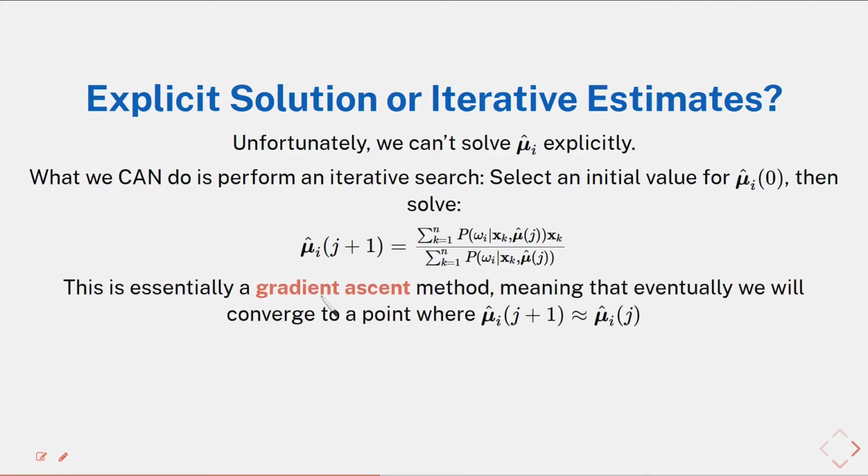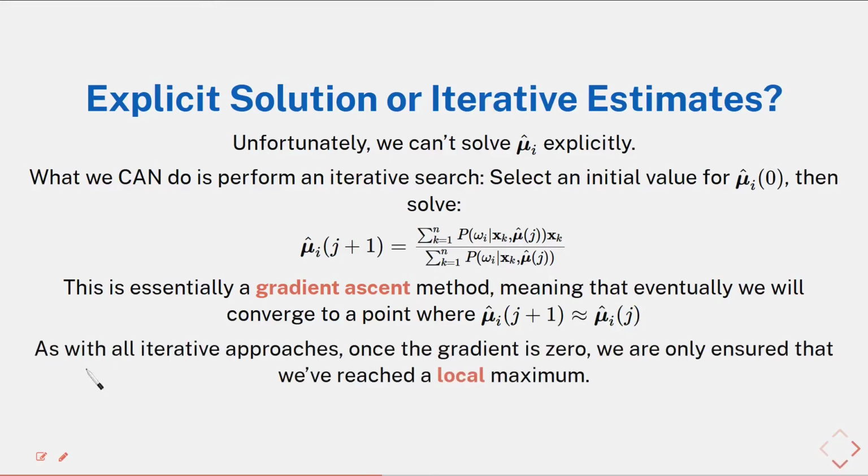This is essentially a gradient ascent method, which means that eventually we're going to converge to a point at which subsequent iterations of our guess for the mean value are approximately equal to the current guess, and then we could just stop. As with all iterative approaches, once the gradient is equal to 0, we're only ensured that we've reached a local maximum value. Remember, we have to be careful about local versus global maxima.